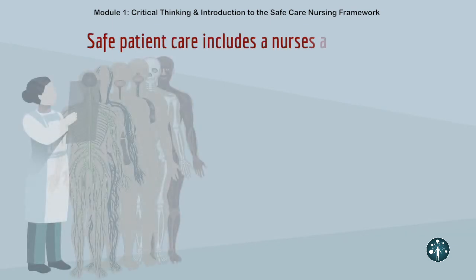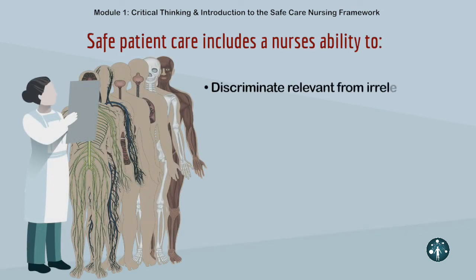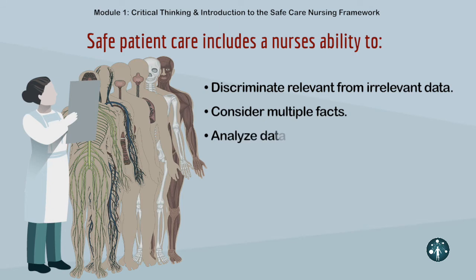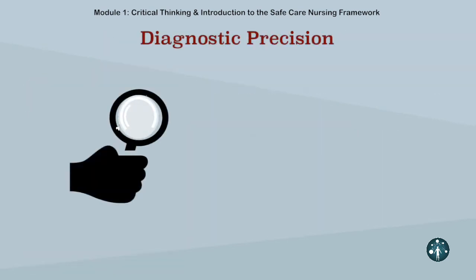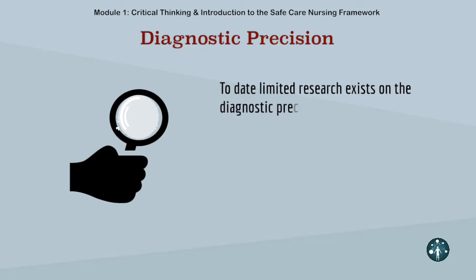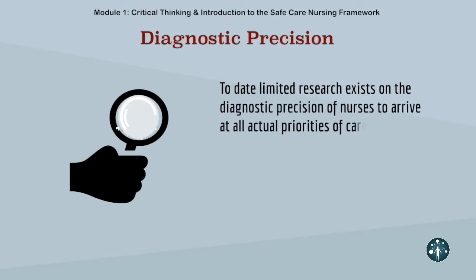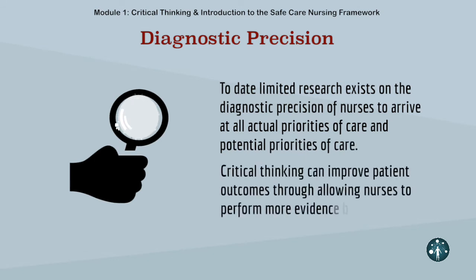Safe patient care includes a nurse's ability to discriminate relevant from irrelevant data, consider multiple facts, and analyze data from multiple sources to arrive at comprehensive and accurate diagnoses or priorities of care. This is also called diagnostic precision. To date, limited research exists on the diagnostic precision of nurses who arrive at all actual and potential priorities of care. Critical thinking can improve patient outcomes through allowing nurses to perform more evidence-based practice.